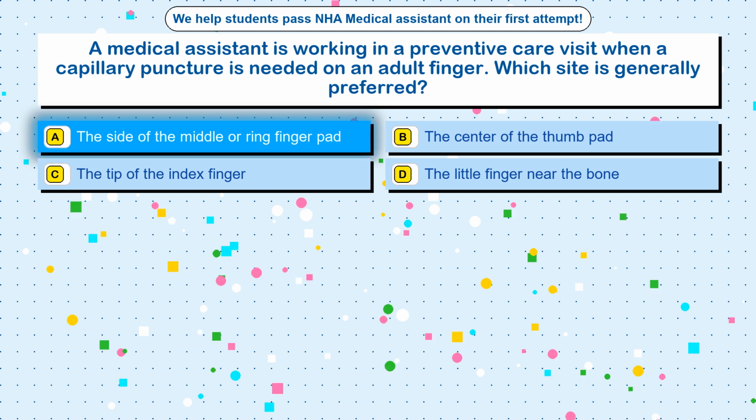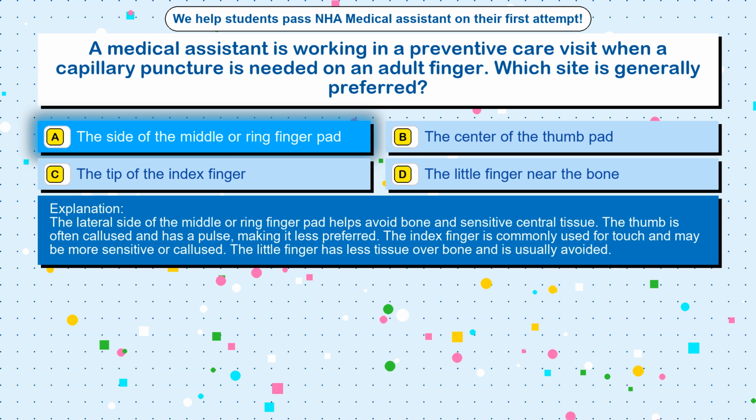The correct answer is option A, the side of the middle or ring finger pad. The lateral side of the middle or ring finger pad helps avoid bone and sensitive central tissue. The thumb is often calloused and has a pulse, making it less preferred. The index finger is commonly used for touch and may be more sensitive or calloused. The little finger has less tissue over bone and is usually avoided.